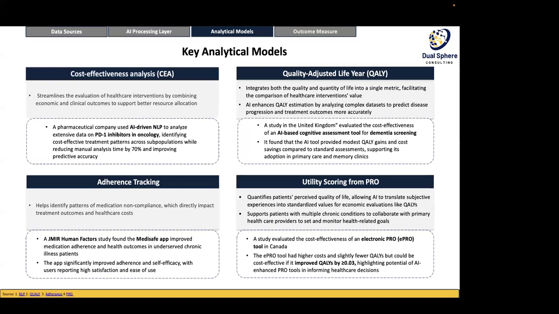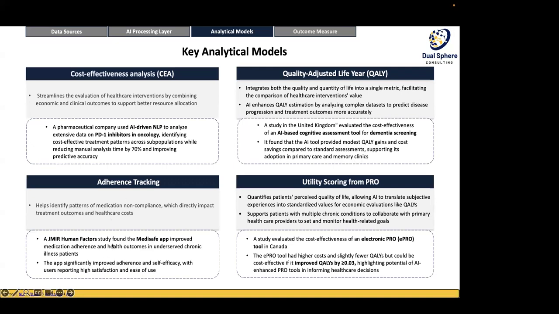Various analytical models for CEA. A pharmaceutical company used AI driven natural language processing to analyze extensive data on PD-1 inhibitors in oncology, identifying cost effective treatment patterns across subpopulations while reducing manual analysis time by 70% and improving predictive accuracy. Qualis, a study in the UK, evaluated the cost effectiveness of an AI based cognitive assessment tool for dementia screening. What they found, the AI tool provided modest quality gains and cost savings compared to standard assessments, supporting its adoption in primary care and memory clinics.